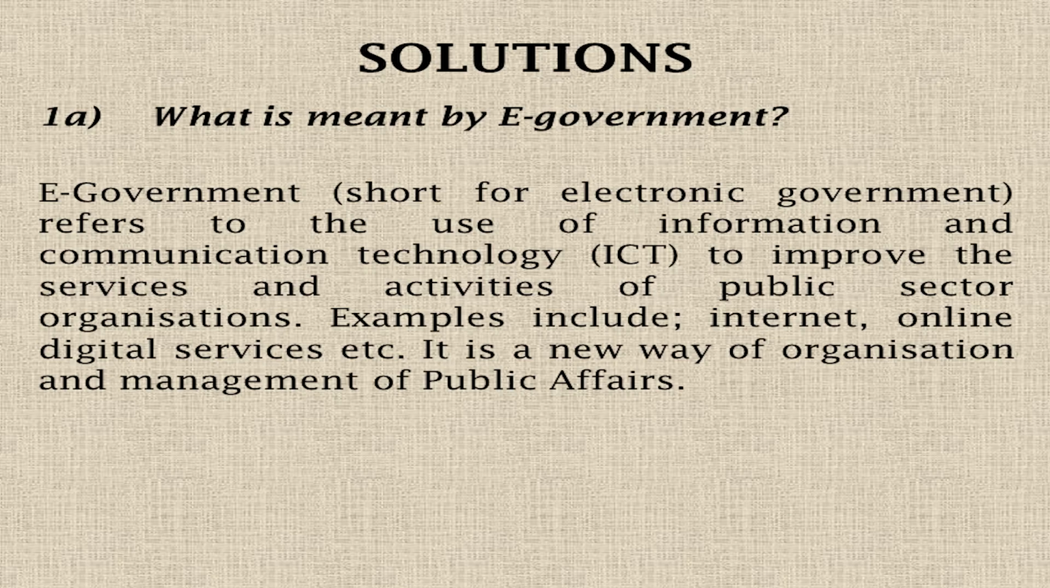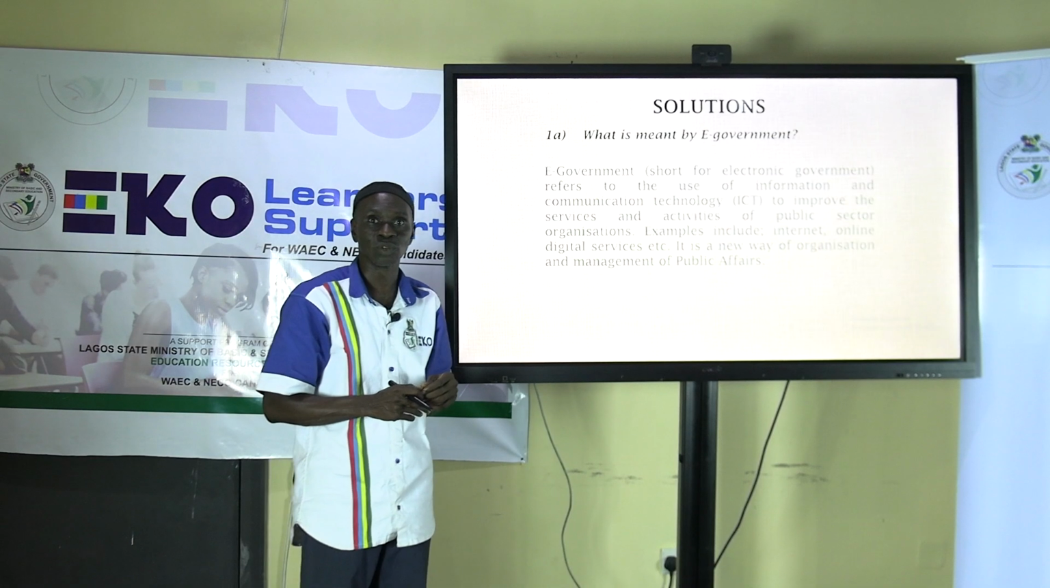E-government refers to the use of information and communication technology, ICT, to improve the service and activities of public sector organizations. Examples include internet, online digital services, etc. It is a new way of organization and management of public affairs. If you write this, I think you will get your full mark.